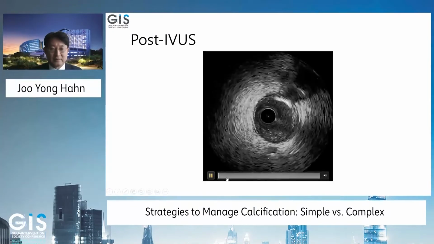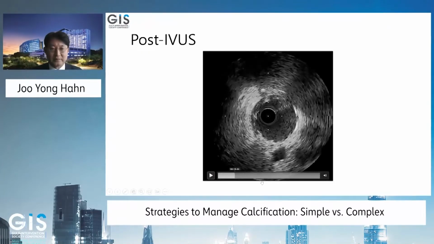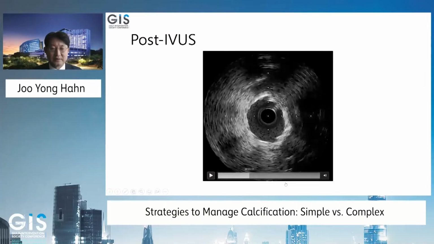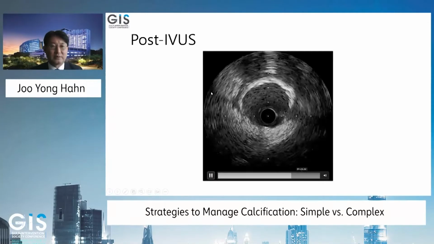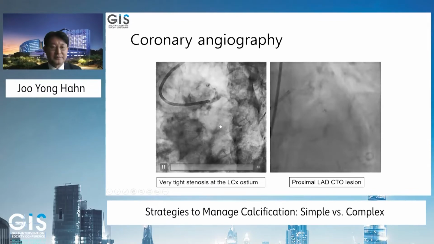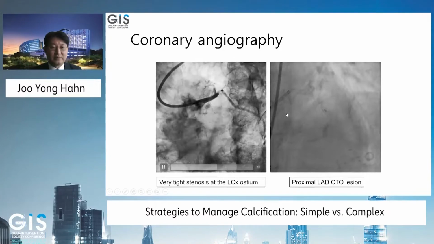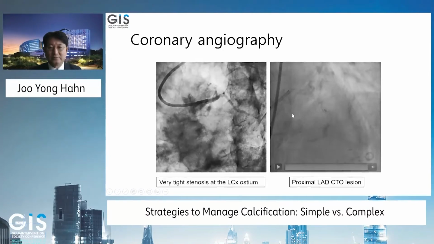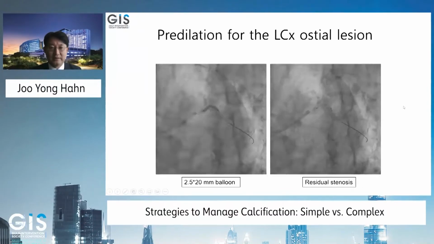This was the final IVUS images. Stent expansion was acceptable without severe complication. The second case was an inadequate balloon dilation. An 80-year-old female patient presented with non-STEMI. The patient refused to undergo CABG and was referred to our center. There was a severe calcification with a very tight stenosis in the left circumflex ostium, and there was another CTO lesion in the proximal LAD.